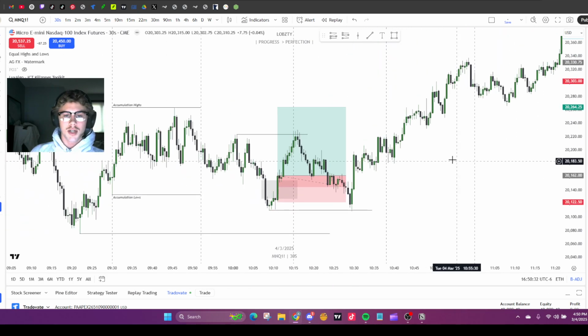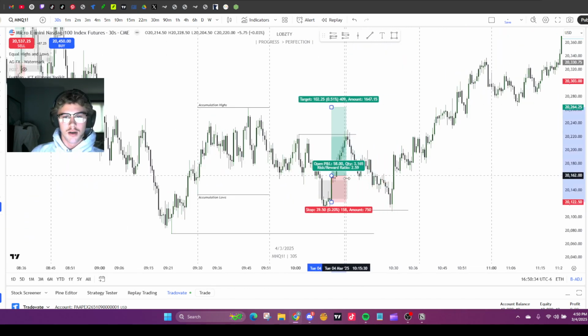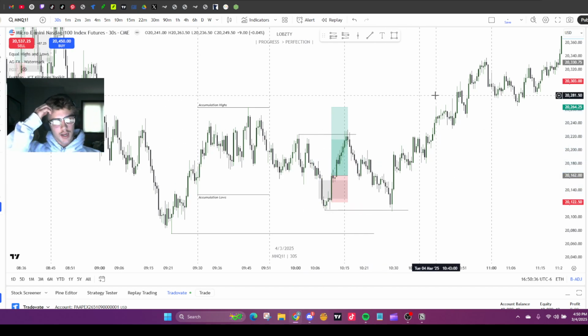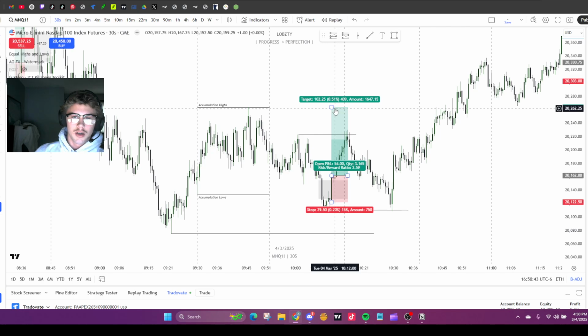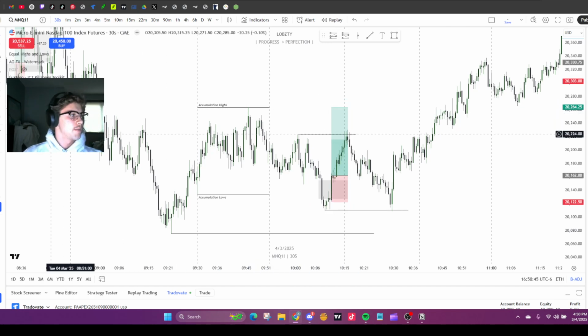Those were the trades that I've been seeing. That first one is definitely the best play out of all of these, which is really unfortunate, but you just gotta trade your model and whatever happens, happens. Hopefully you guys learn something from that.